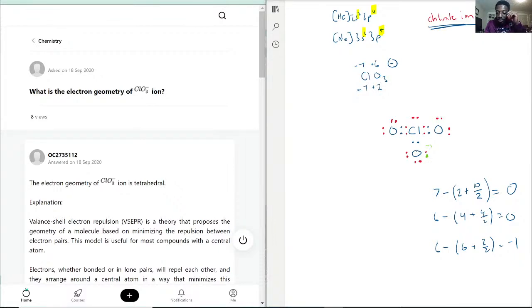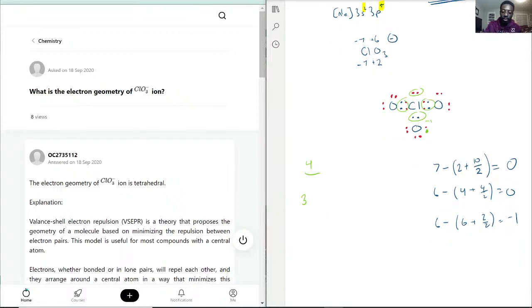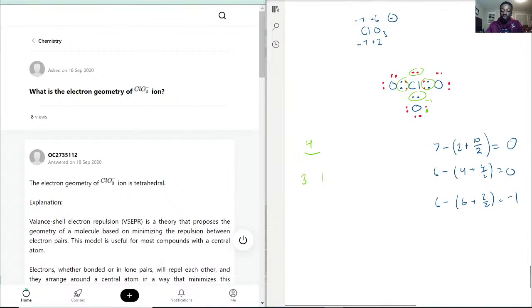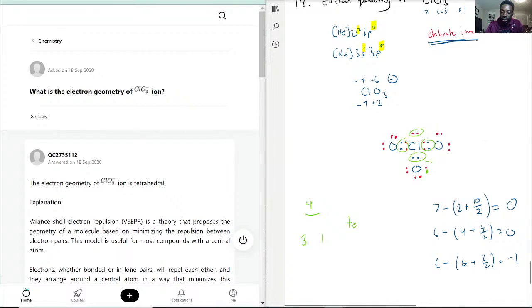And now let's actually figure out the electron pair geometry. So for chlorine, because these are double bonds, these are only going to count as 1 each. So we have 1, 2, 3, 4 for chlorine. So chlorine's electron pair number is 4. And of those 4, 3 of them are bonds, and 1 of them is a non-bond. So for the electron geometry of 4, this chlorate ion is going to be a tetrahedral.